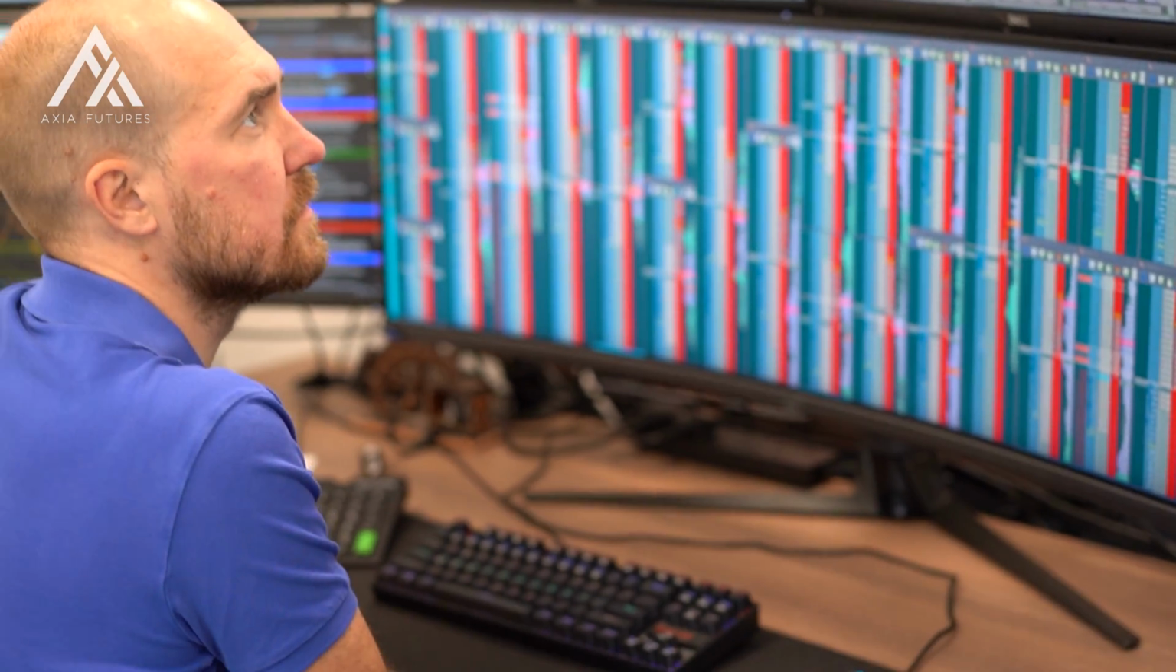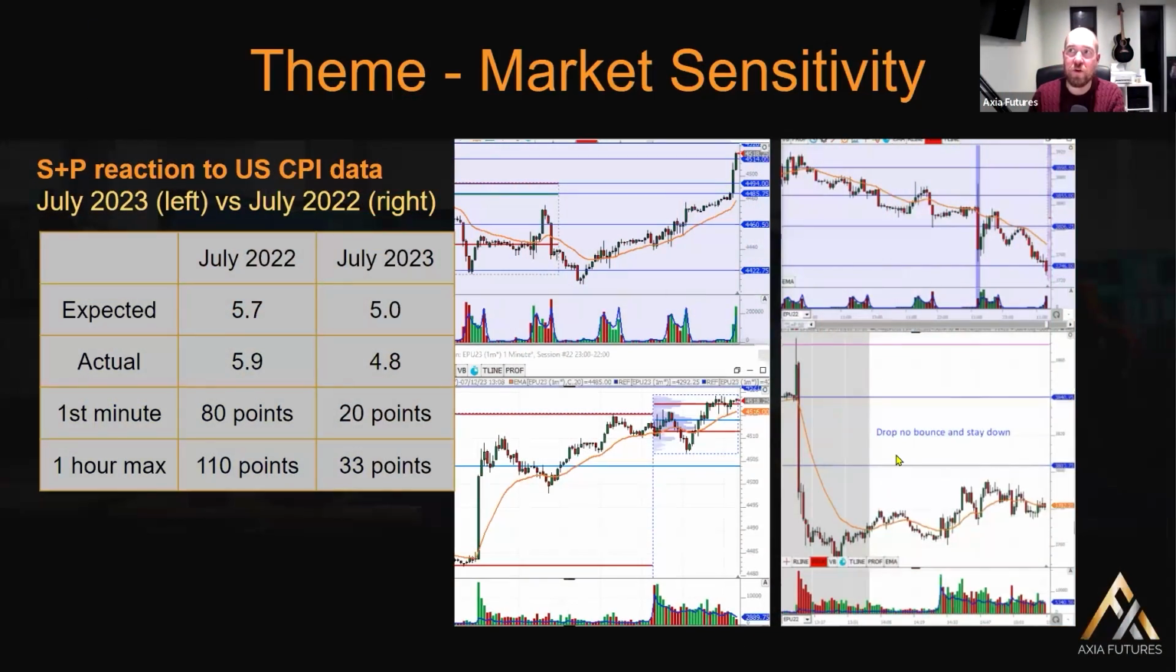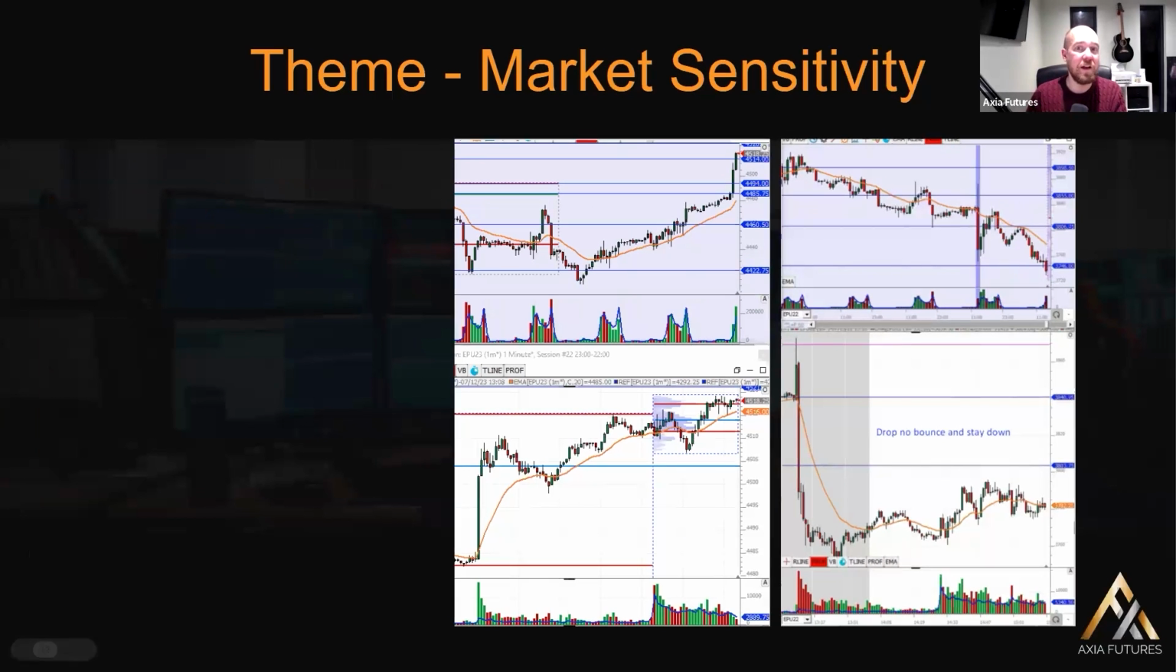However, you look at the size of the reaction. July 2022 on the right, you get an 80-point move in the S&P. That's 80 full ticks in the S&P in 1 minute, and then 110 over the course of an hour. July 2023, you get 20 and 33 over the course of an hour. So let's get a little ladder up and I'll show you exactly what I mean.